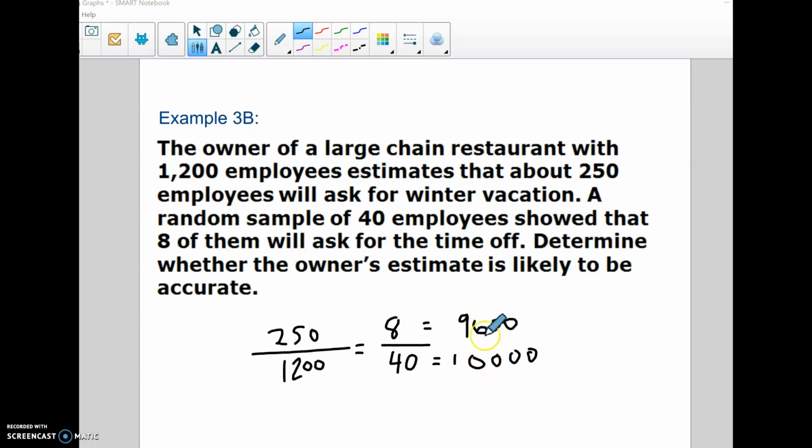And these are pretty close, they're 400 off, so I'm going to do one more check to see if it's reasonable. This estimate that he had of 250, I'm going to pretend I don't know this, and I'm going to cross multiply. I'm going to do 1,200 times 8 and divide by 40 and see how close that is to 250. So I'll do 1,200 times 8 divided by 40, and I get 240. So that's another way to check to see if it's reasonable, and 240 employees is pretty close to 250. So I would say yes, it is a good estimate. This is a good estimate.